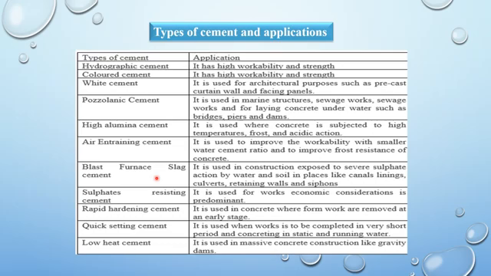Next one is sulfate resisting cement. It is used for works where economic consideration is predominant. Next one is rapid hardening cement. It is used in concrete where formworks are removed at an early stage. Quick setting cement is the next cement. It is used when work is to be completed in a very short period and for concreting in static and running water. Low heat cement. It is used in massive concrete constructions like gravity dams.